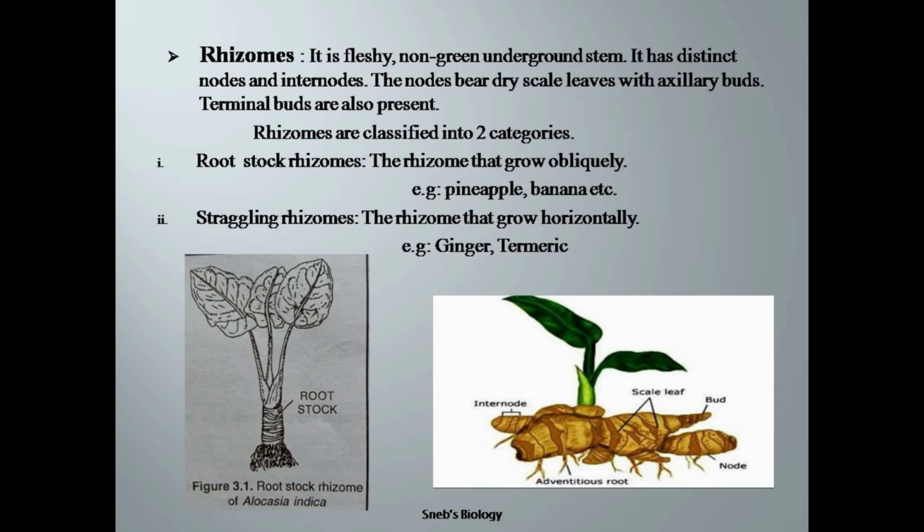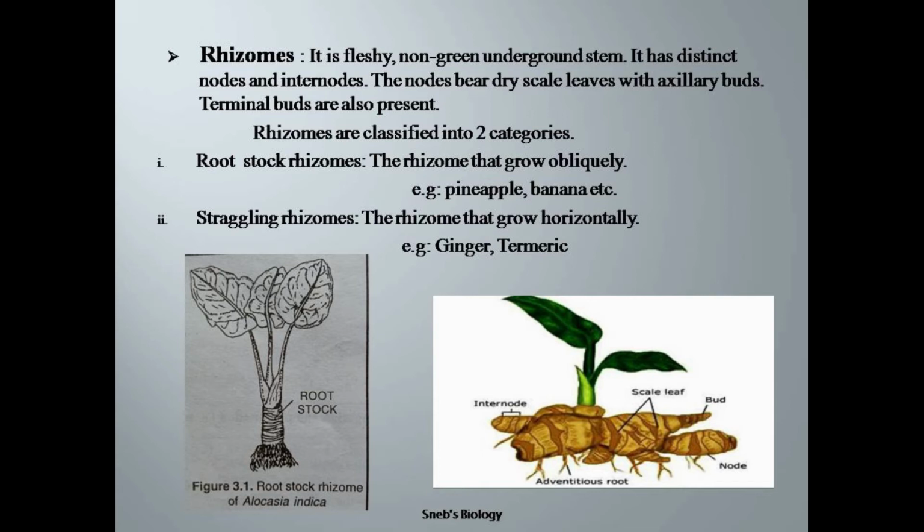Now comes another underground modification of stem, rhizomes. It is a fleshy, non-green underground stem. It has distinct nodes and internodes. The nodes bear dry scaly leaves with axillary buds. Terminal buds are also present. Adventitious roots arise from the lower sides. Rhizomes are classified into two categories, vertical rhizomes and horizontal rhizomes.